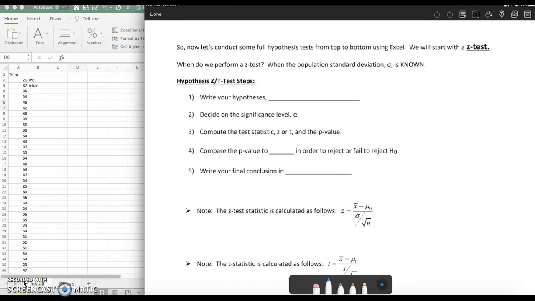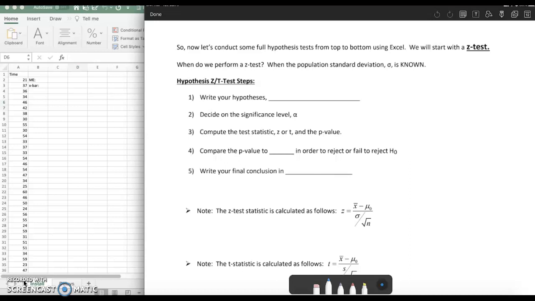Okay, so now we're actually ready to conduct some full hypothesis tests from top to bottom using Excel for help. We're going to start with a z-test, and then we're going to do a t-test after that. We use a z-test the same as when we create a z-confidence interval, which is when the standard deviation of the population, sigma, is known.